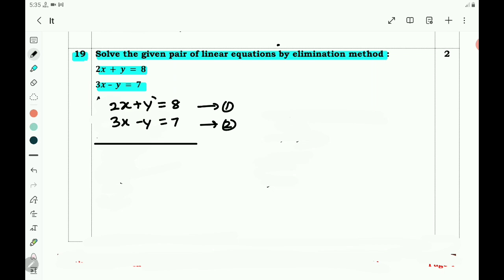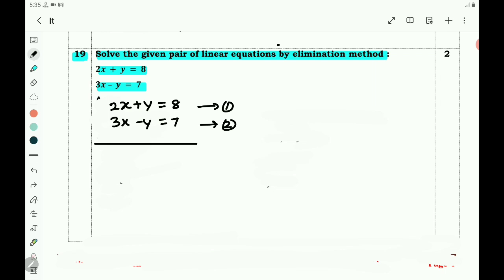Here you can see that y has the same coefficient, plus 1 and minus 1. Here 1 is there, here 1 is there. So they are having the same coefficient. You can cancel y easily. Here the coefficients of x are different, 2x and 3x are there. Coefficients are different. But here plus y and minus y are there.